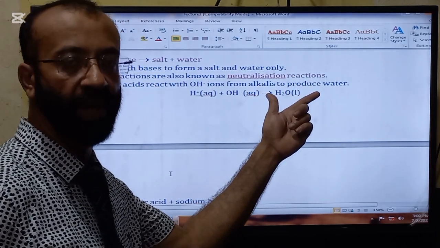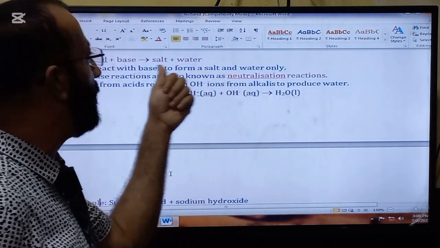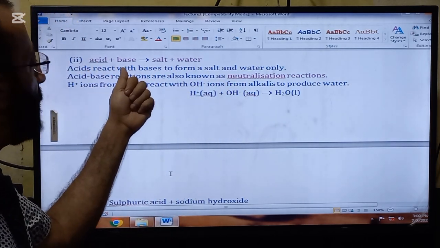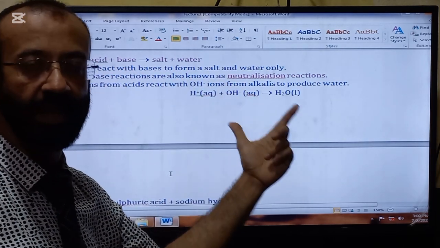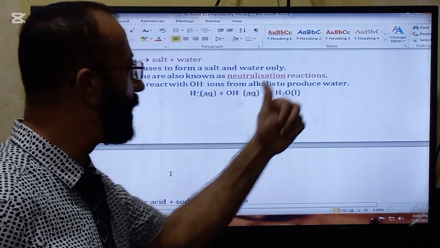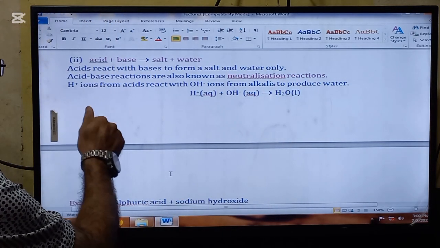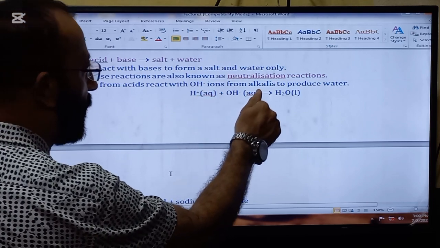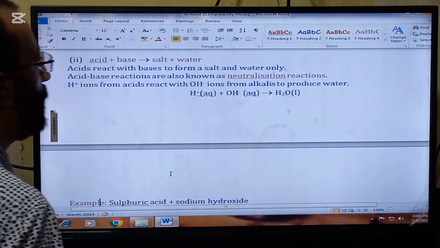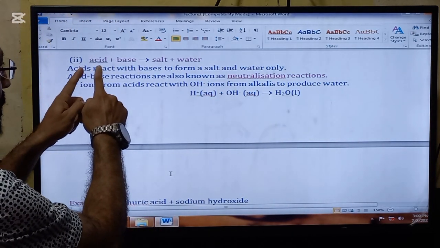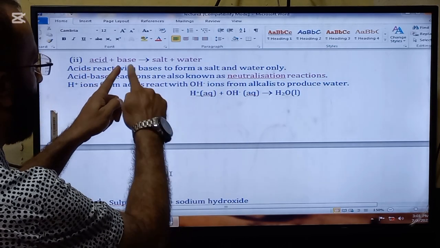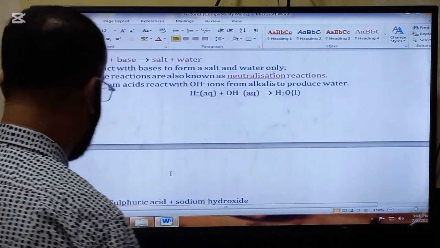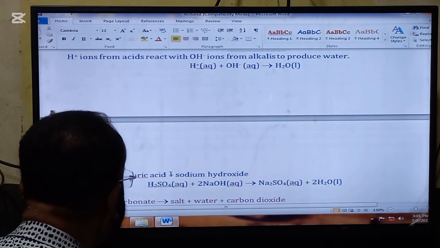So this is a special name which is given to this kind of reaction. So these kinds of reactions in which acid and base react to form salt and water are called neutralization reactions. H plus ions from acids react with OH negative ions from the alkalis to produce water. So H plus ions from acid come and OH negative ions from base come, and when they react, H2O, water will be produced. So here is an example now.